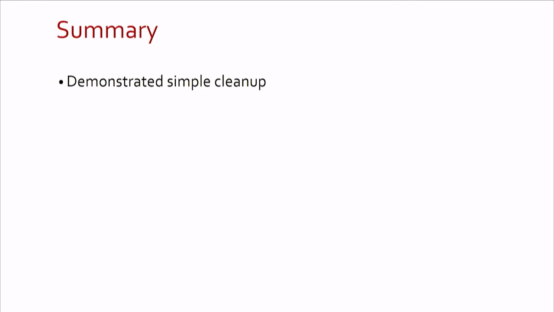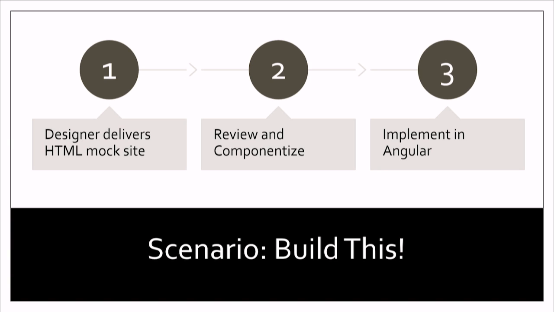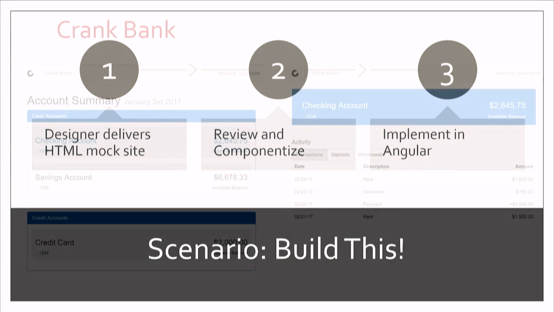So in summary, we've just demonstrated how we can quickly remove some components and get ready to actually create our application. So now we're going to look at how we can take an HTML mock and bring it into Angular. The scenario that we're in is that we have a designer who's created a set of HTML files, and they've said, okay, go ahead and build this. We're going to review these HTML files, and we're going to componentize them. Then we're going to implement them in Angular.